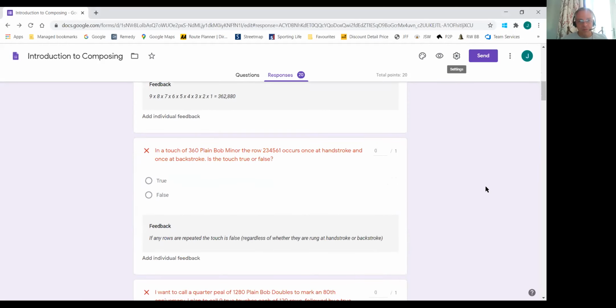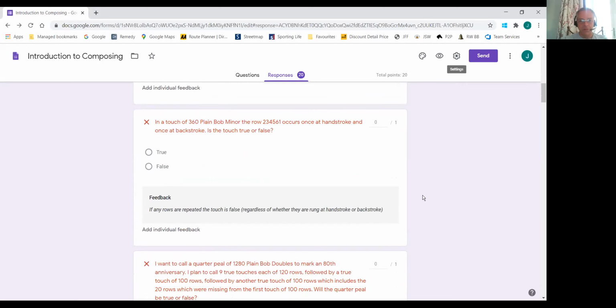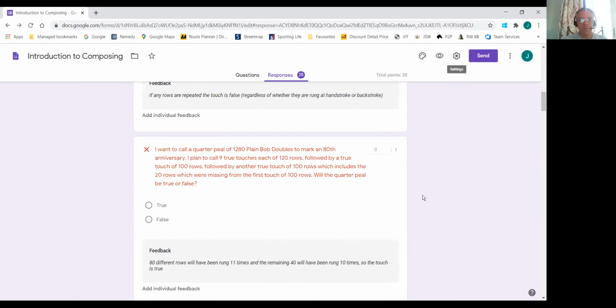The next question was about a touch where the row 2, 3, 4, 5, 6, 1 occurs both at handstroke and backstroke. Is the touch true or false? Well, it doesn't really matter whether the row occurs at handstroke or backstroke. The fact that it occurs twice means that the touch is false, because you can't have repetition of rows at all. So that's false if that row comes in twice.